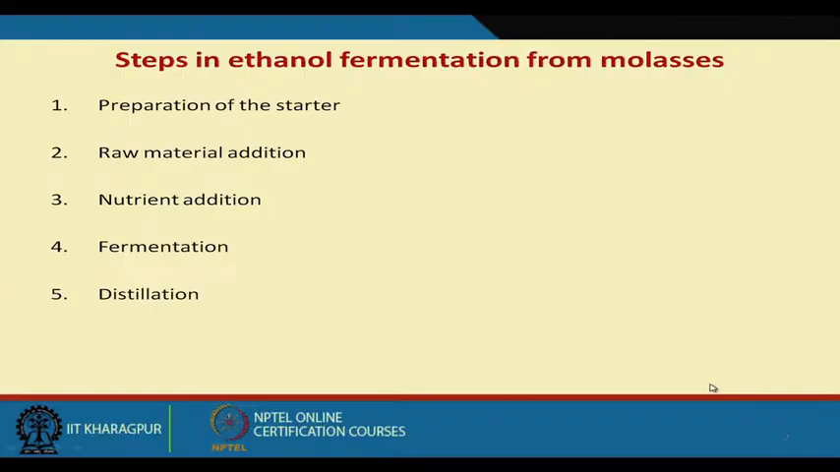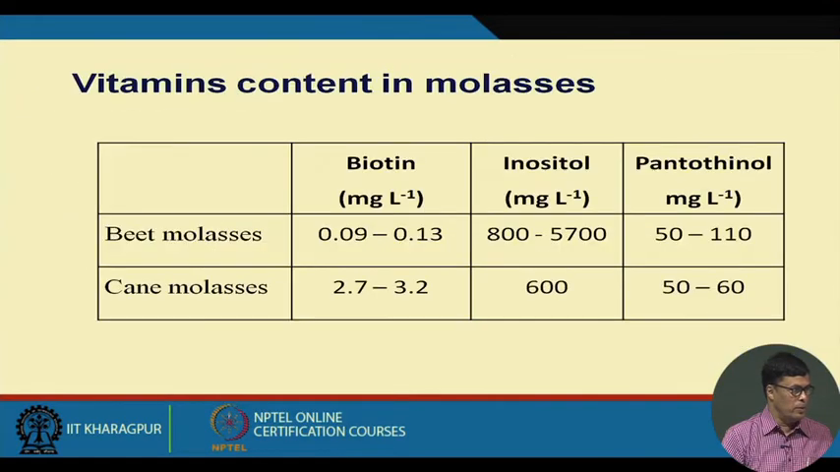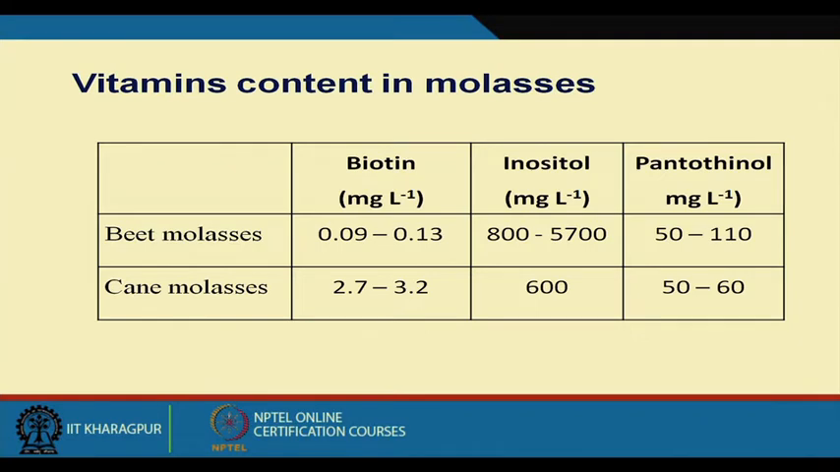Now, the question comes: what are the steps involved in the ethanol fermentation process from molasses? I told you that molasses is considered a very effective raw material for the ethanol fermentation process. Why is molasses considered a very good raw material? The reason is that it contains vitamins like biotin, inositol and pantothenic acid.